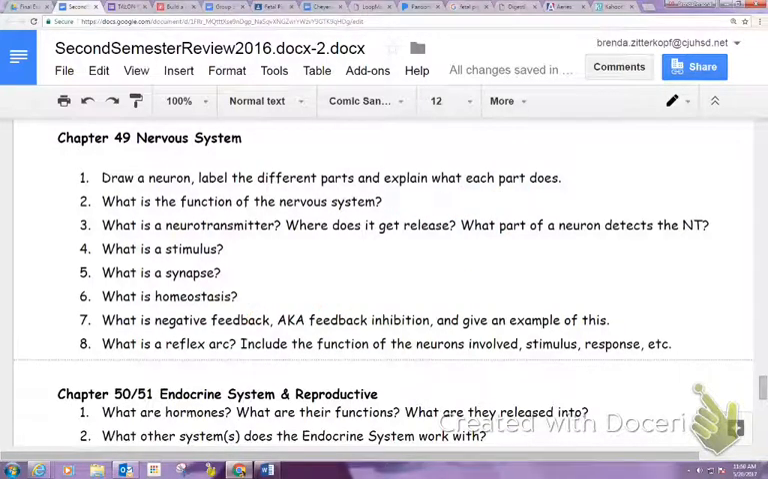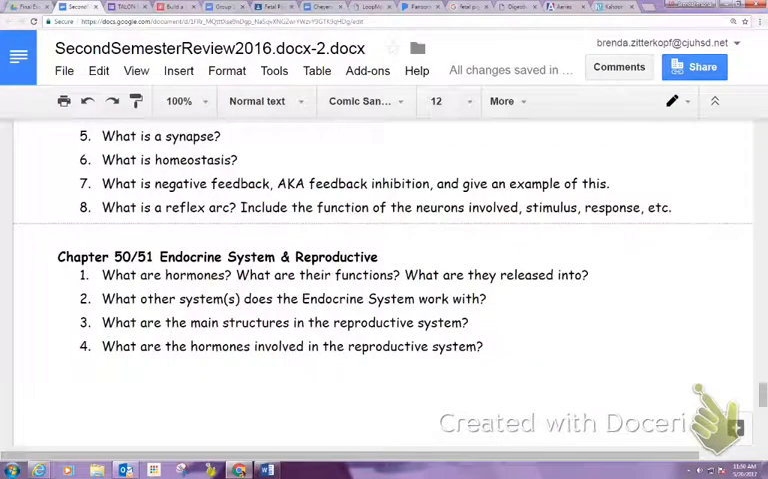Let's see. Endocrine system and reproductive system. This is the last one, and I think we're going to make it. Okay. Yes.